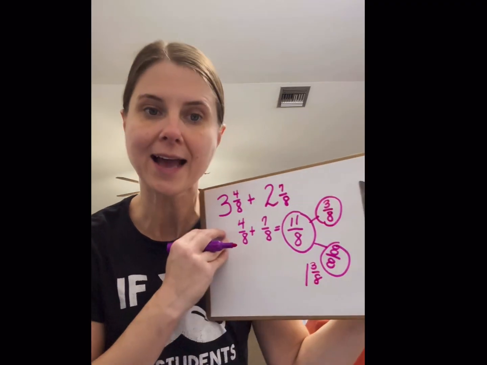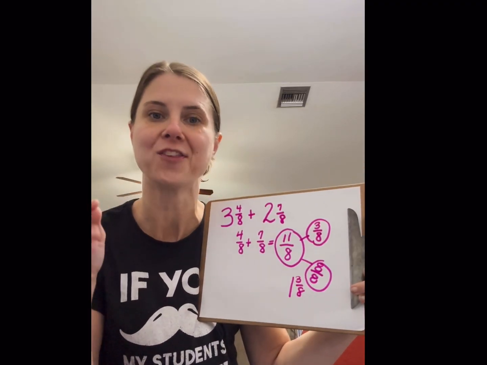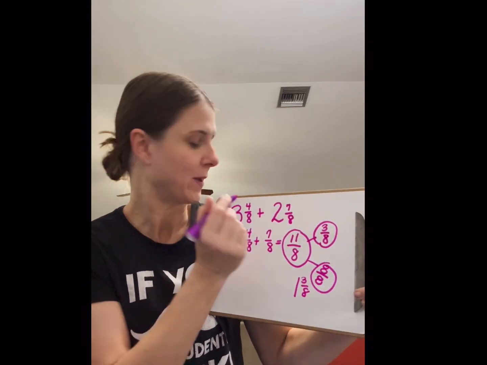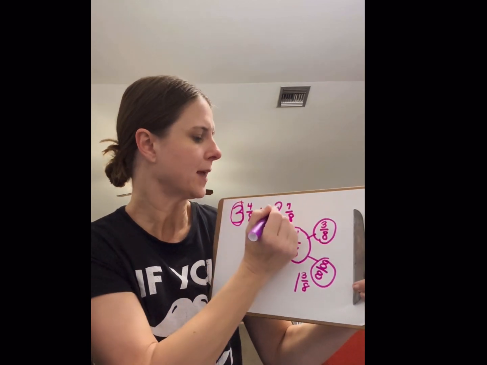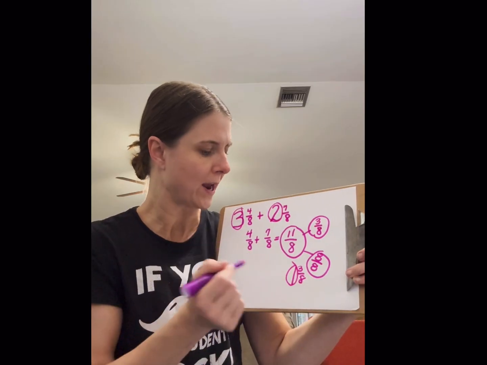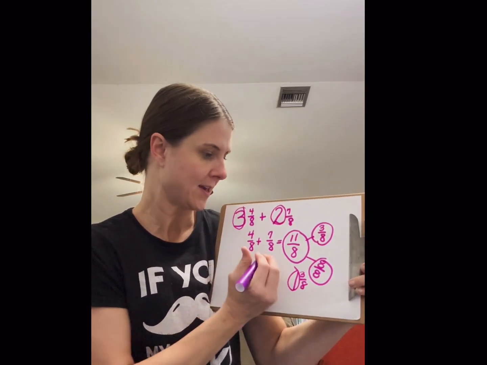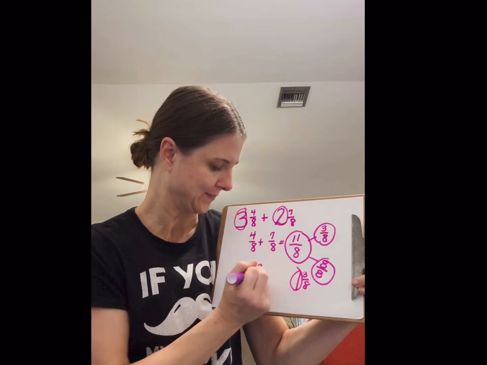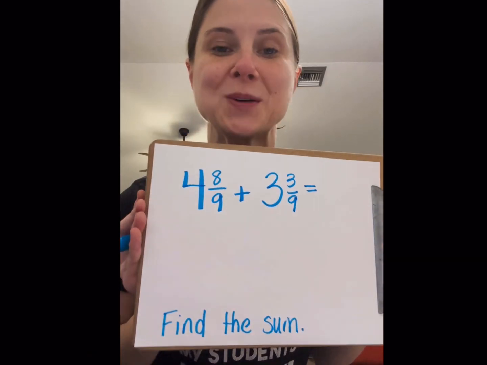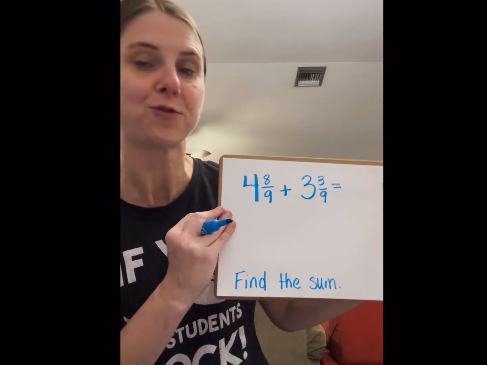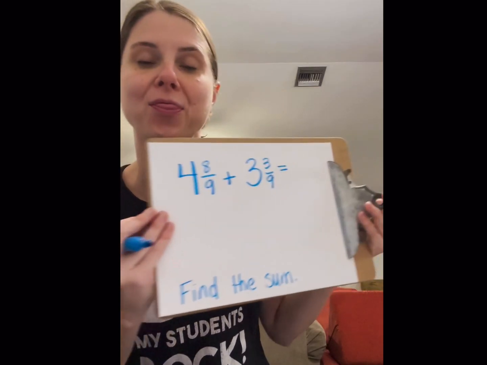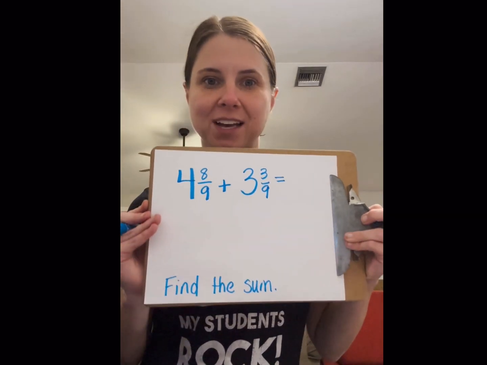But now the last step is we are going to add the whole numbers and then put the fraction with it. So I like to circle my whole numbers so I don't forget. 3 plus 2 is 5, plus 1 is 6, and 3/8. Okay, so our next problem is 4 and 8/9 plus 3 and 3/9. Push pause and solve this problem.